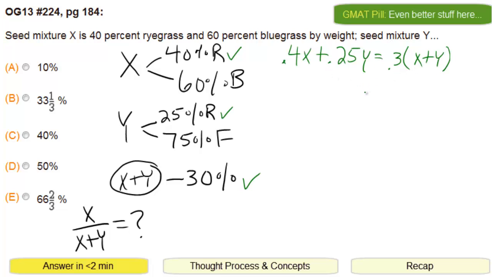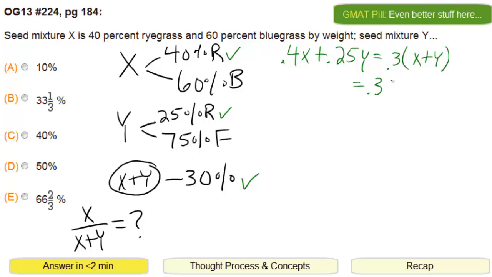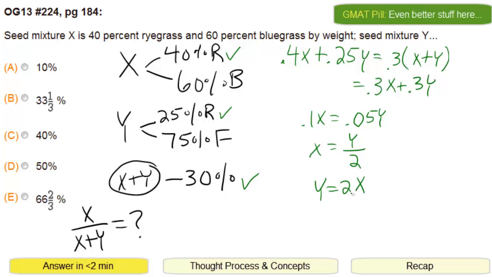So this is an equation that gets us the relationship between X and Y, and then once we do that, we can plug it in here. So 0.3 X plus 0.3 Y, combine the X's, you have 0.1 X equals 0.05 Y, right? Because 0.3 minus 0.25 is 0.05, and then you get X equals, well, you just basically have a nickel divided by a dime, which is 1/2. So X equals Y over 2, or you can say Y equals 2X.